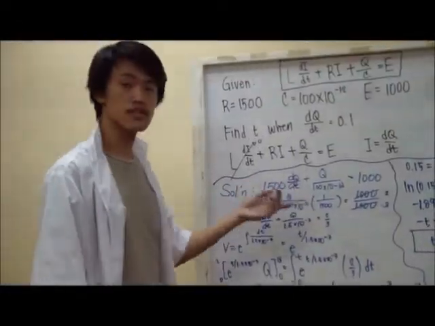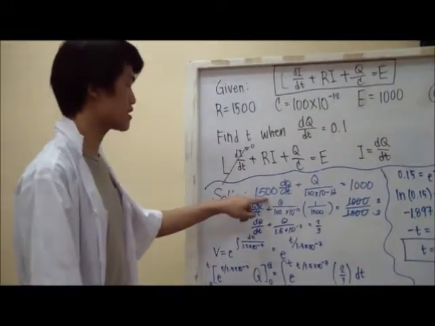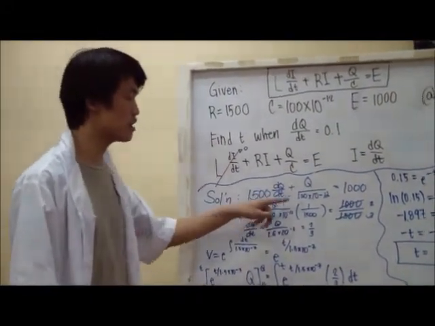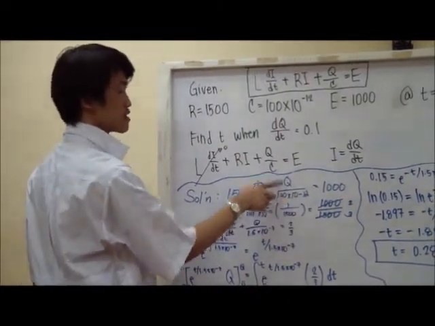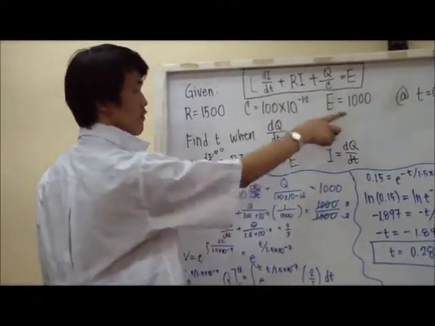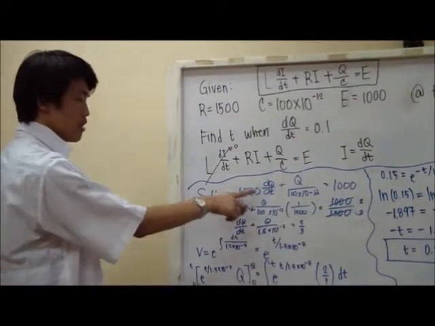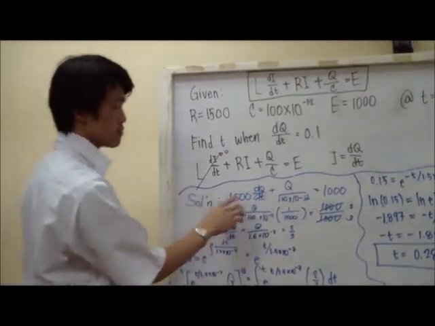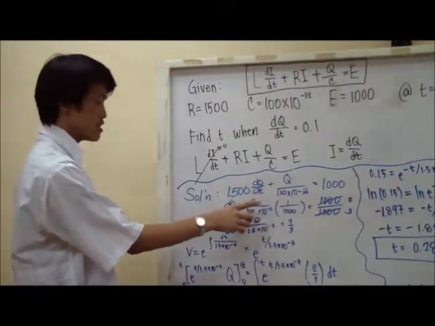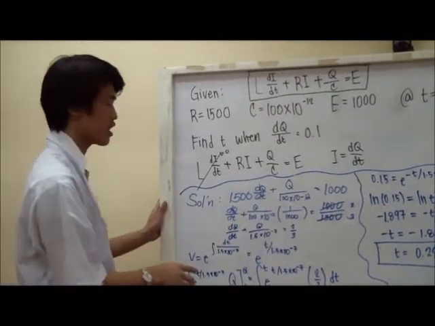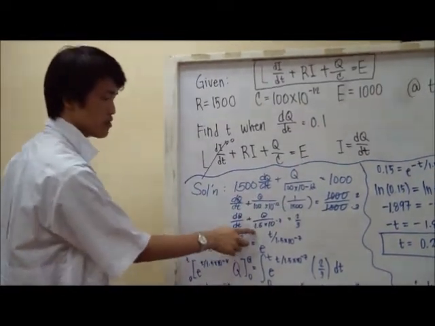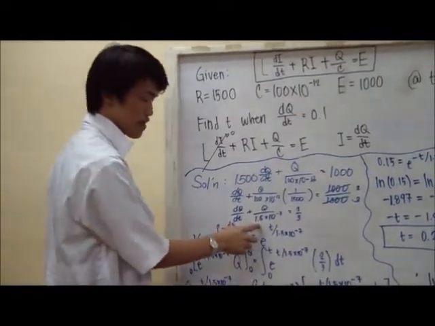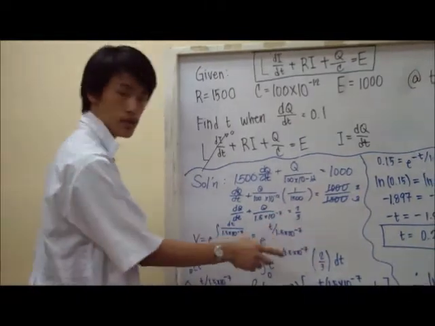So we set up the equation substituting all the values we have. 1,500 resistance, which is here, and I, which is dq over dt here, q over c, this one is the capacitance, then the voltage is 1,000. Now, we divide by 1,500 to remove the constant beside the dq over dt in order for us to use the linear differential equation. Having this, we'll have this value, q over 1.5 times 10 to the negative 7 is equal to 2 over 3.